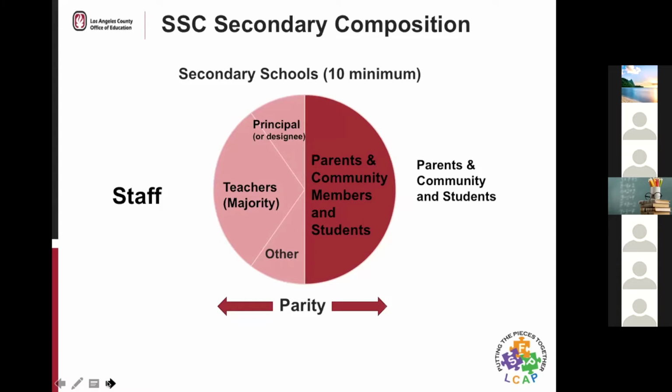And then classroom teachers selected must also constitute the majority of the school staff members group. The other half of the council composition at the secondary level includes parents of students attending the school or other members of the school community, and also includes students attending the school. And the minimum number of school site council members for secondary schools is also 10. Next slide, please.